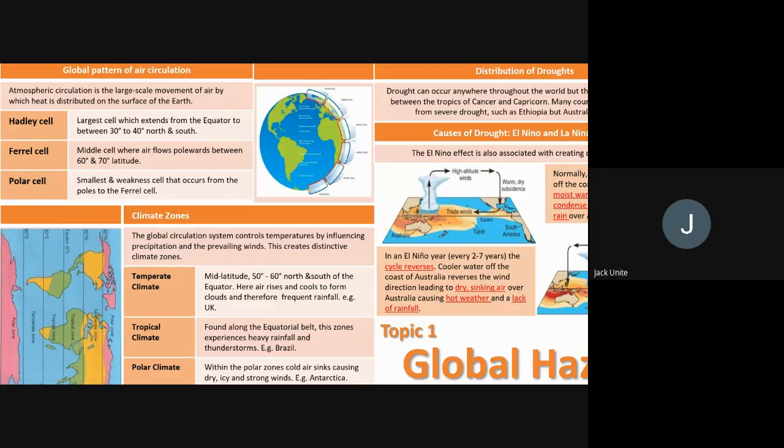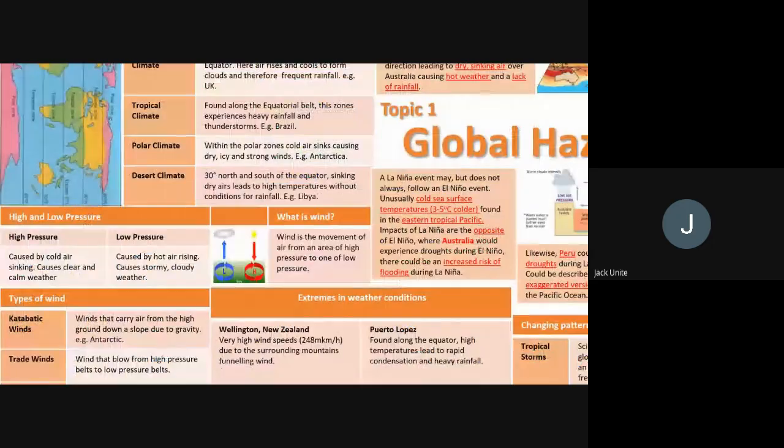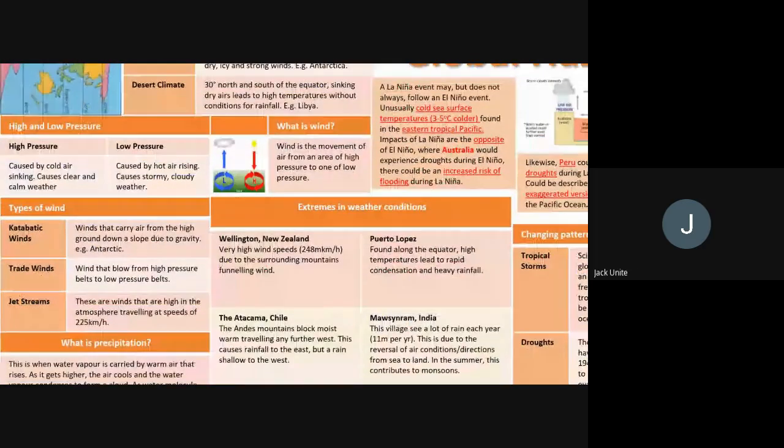And then we've got obviously the cool winds that are being pushed along from the top, and then they are sinking down at those other areas as well. Okay, so we can start to see where that high and low pressure matches up to that diagram of the global atmospheric circulation model.